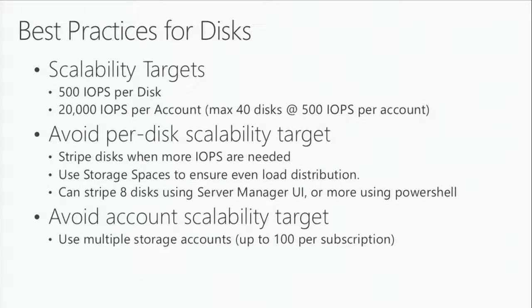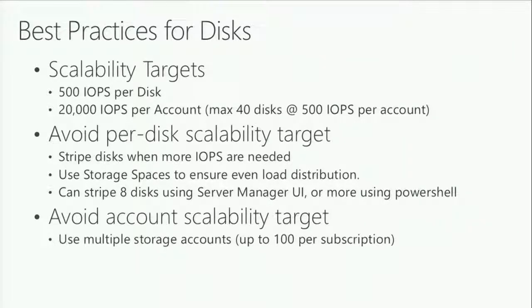Also, let's talk about disks. So with disks, your scalability targets are very important here. You have 500 IOPS per disk, 20,000 IOPS per account, which means you can't have more than 40 disks per account. So if you're going to have more than 40 disks, definitely spread those across storage accounts. You can have up to 100 storage accounts per subscription.